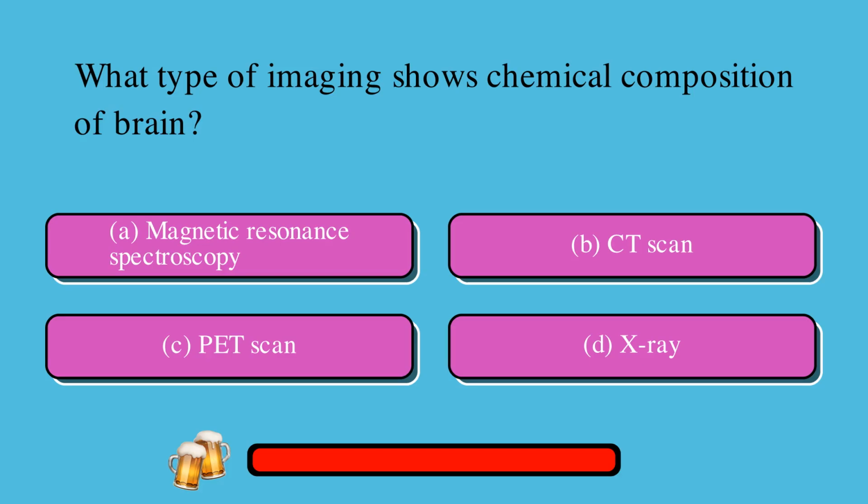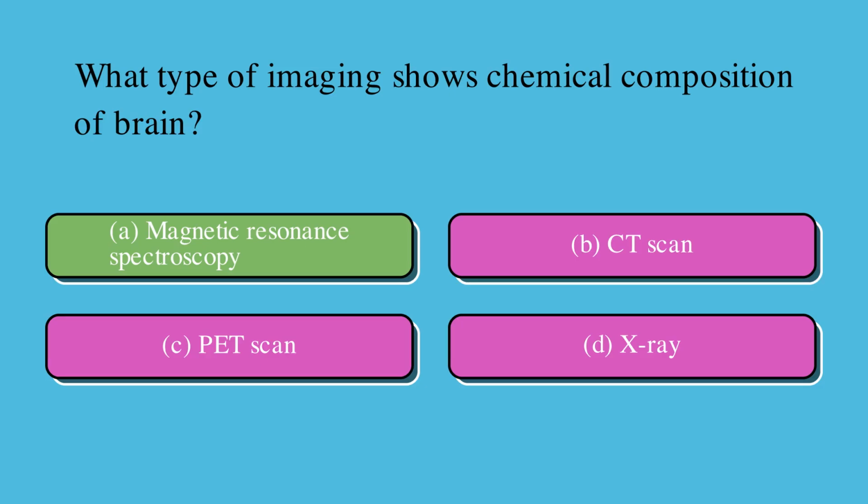What type of imaging shows chemical composition of the brain? A. Magnetic resonance spectroscopy, or B. CT scan, or C. PET scan, or D. X-ray. The correct answer is A. Magnetic resonance spectroscopy.